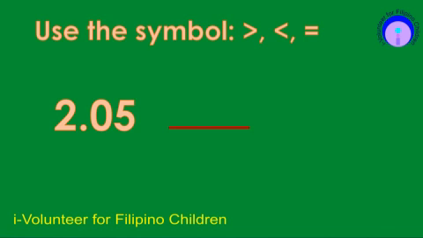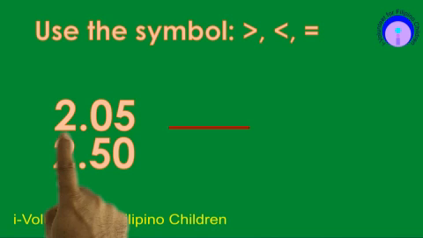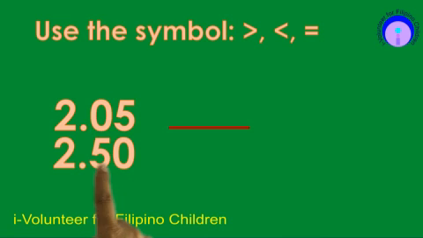Let's compare 2 and 500ths and 2 and 50 hundredths. At the ones place is the same, 2 and 2. How about the tenths place? 0, 5. Therefore, the symbol that we are going to use is less than.